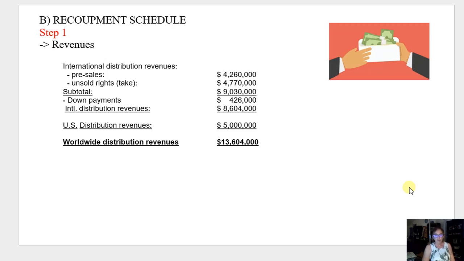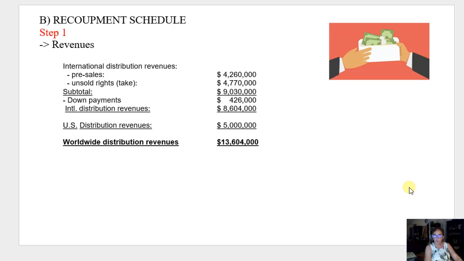The $4,770,000 is also being made available to us because we now sold these unsold rights. So we are looking at $9,030,000. However, we did already get $426,000 from our pre-sale, so we have to deduct that here because we used that money in the funding. And that gets us to international distribution revenues of $8,604,000. So that's what we have right now available in revenues.